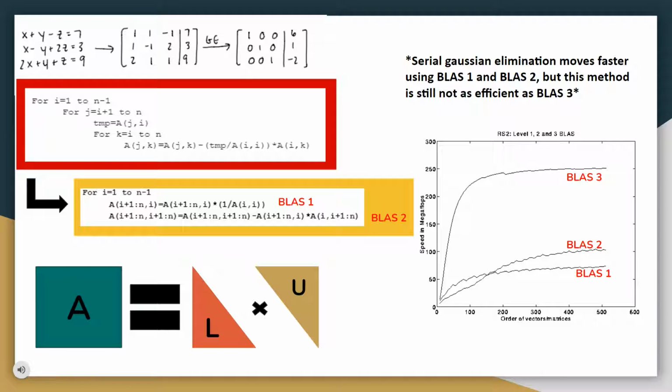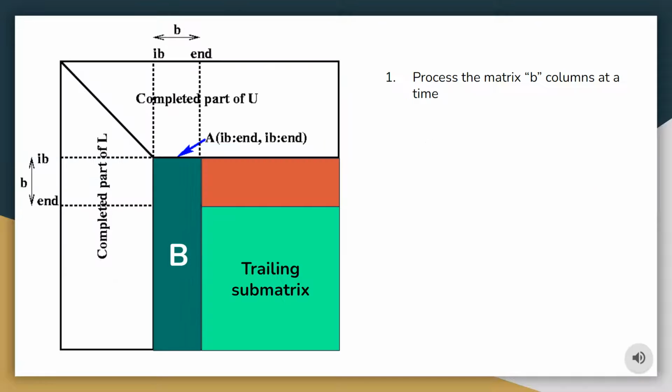BLAS1 and 2, which are shown in the code in yellow, are faster than simple for loops, but as you can see by this graph, using BLAS3 is even faster. The BLAS3 method splits the whole matrix into B-sized columns, shown in blue, and performs Gaussian elimination on blue. The two triangles here represent the L matrix of multipliers and the U upper triangular matrix.